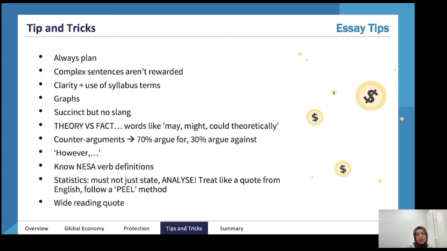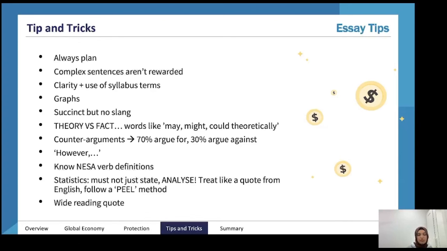Counter arguments. This can be really beneficial for where you have to form judgments, and you can have, for example, 70% argue for, 30% argue against, where you have a however statement to show the other side, especially when talking about policies, where you have limitations and benefits of policies, so you can split that.